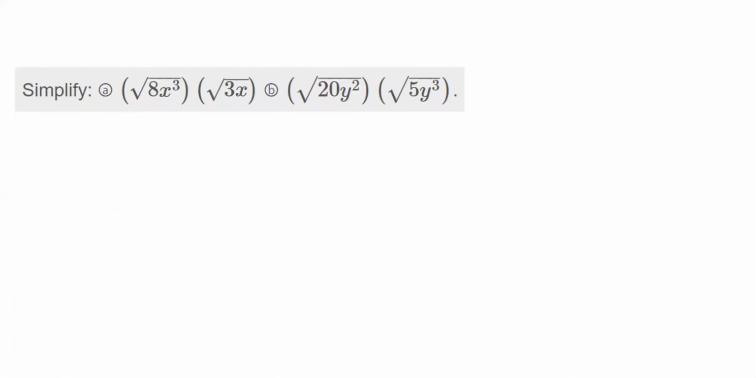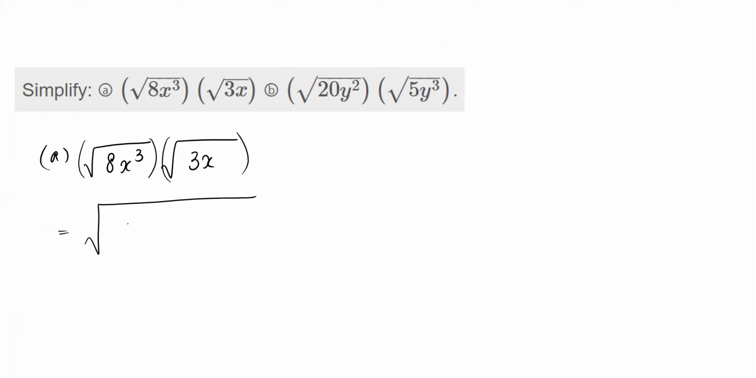Okay, let's take a look at this problem. Here we have A, square root of 8x cubed, and square root of 3x. Again, you see the parentheses there, that's multiplication going on, which means that you could use the product property to bring them all under the same radical.